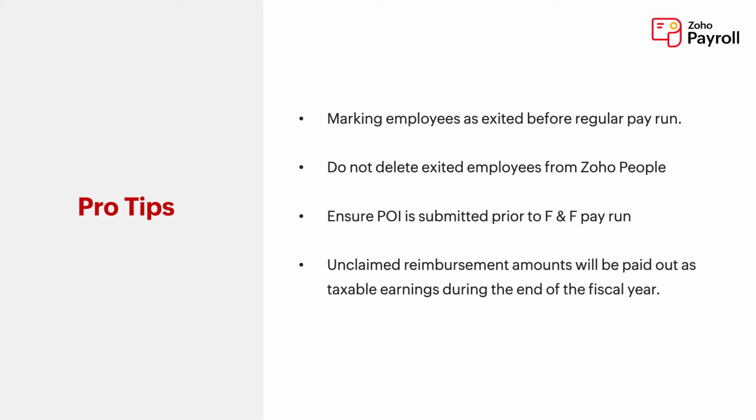Again, in this session, we also talked about reimbursement handling. We saw the various options that Zoho Payroll provides in terms of how you can handle unclaimed reimbursement amounts. Based on the configuration that you do at a component level, the reimbursement amount will either be paid as a taxable earning at the end of the financial year or in the current month wherever the reimbursement amount is unclaimed. That is how unclaimed reimbursement amounts will be handled in Zoho Payroll.